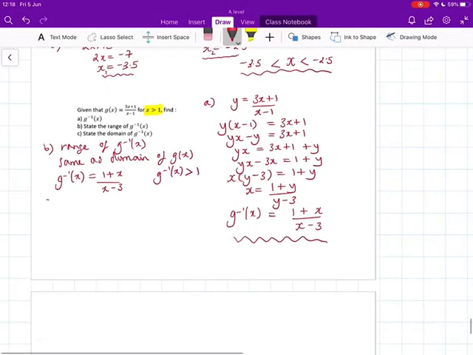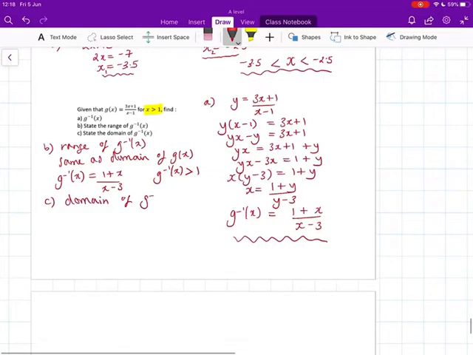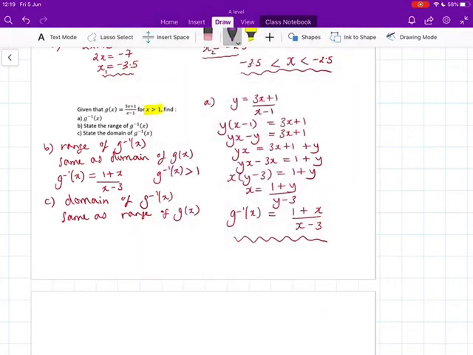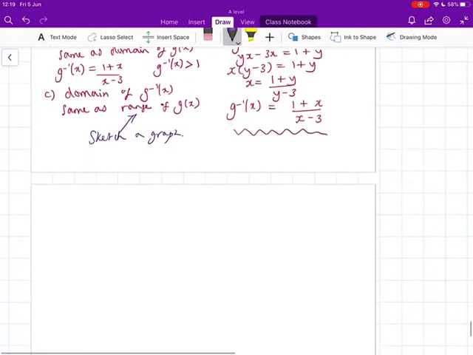Part C, state the domain of the inverse. So the domain of the inverse is the same as the range of the original function. And the best way to get the range of any function is to sketch a curve. So to find the range of this, sketch a graph. That's the best way to get the range of any function.